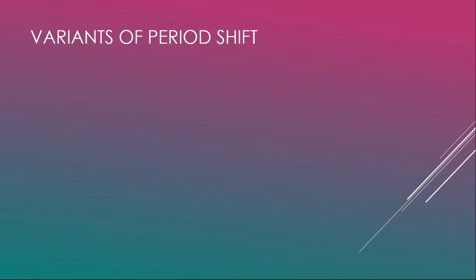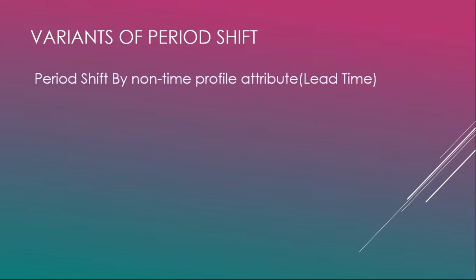There are variants of period shift. One is period shift by non-time profile attributes. We can use the lead time attribute, which defines the lead time used for shifting key figures in planning. Say different products have different shipping durations based on their characteristics. The lead time helps adjust calculations accordingly. For example, during an actual quantity shift, the value might be shifted by 1 period for product 1 and 2 periods for product 2 and so on. All of these are determined by the lead time specified in the master data.